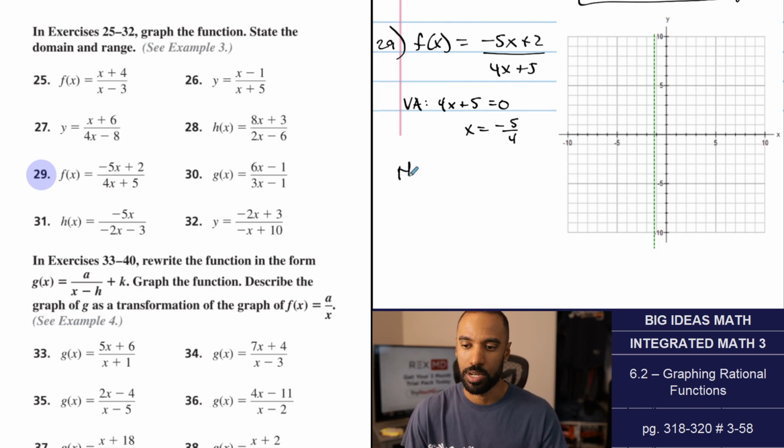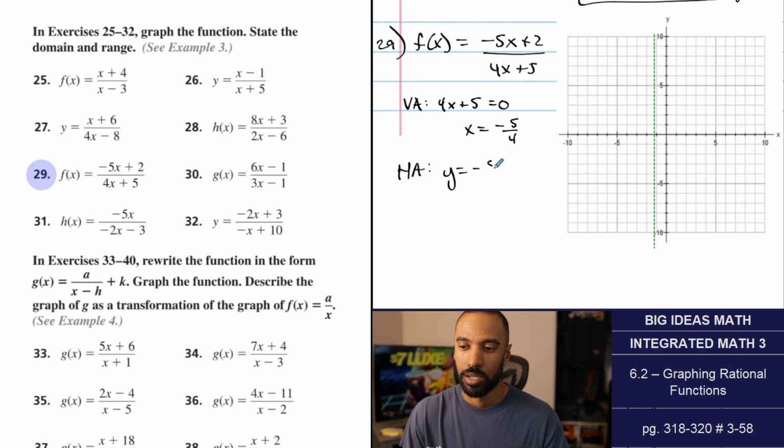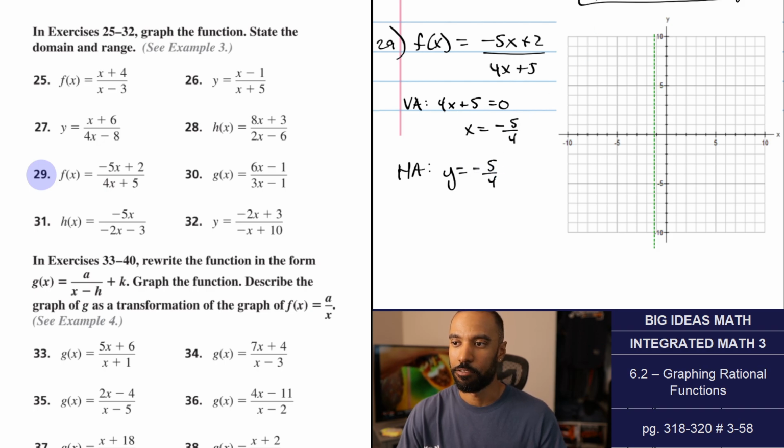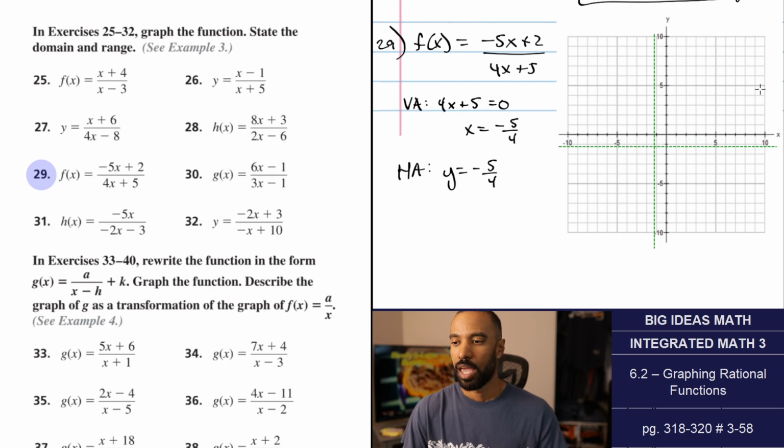Horizontal asymptote, not looking much better here. This is where, well, it's negative 5/4 as well. You divide negative 5 by 4 and we get that, guys. So a couple negative 5/4 along the way. Negative 1.25, negative 1.25, if you will, on that one. And we got that. So asymptotes.